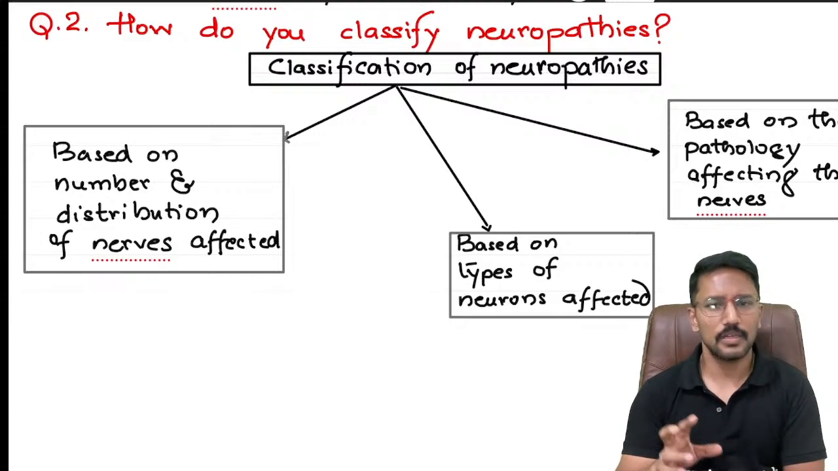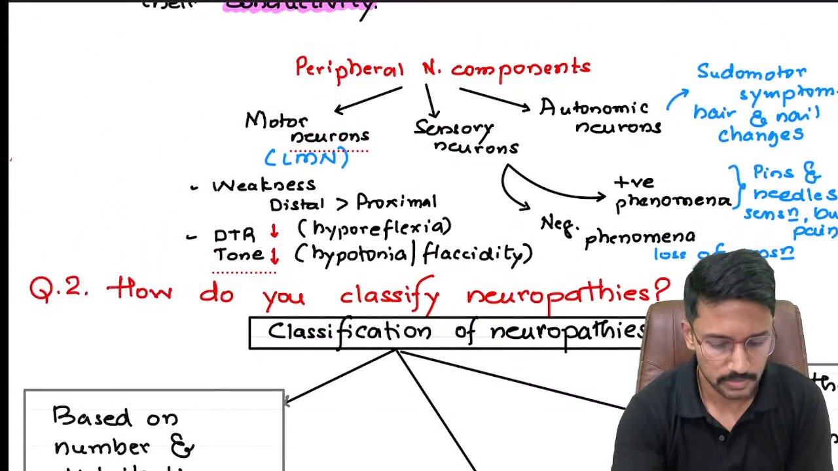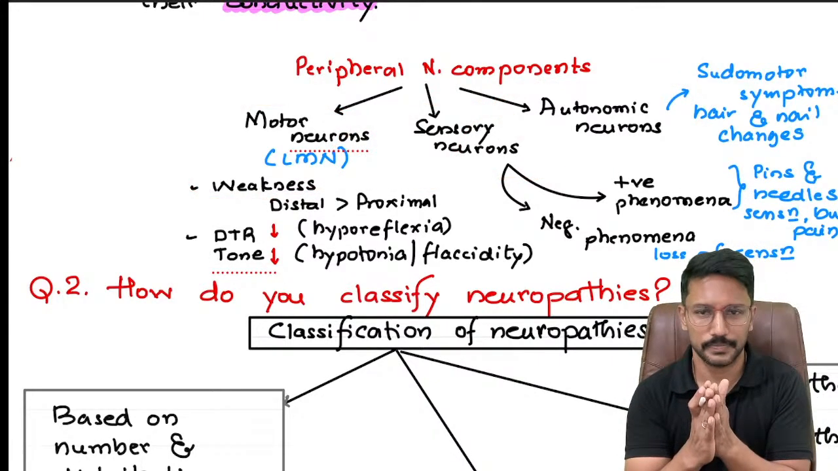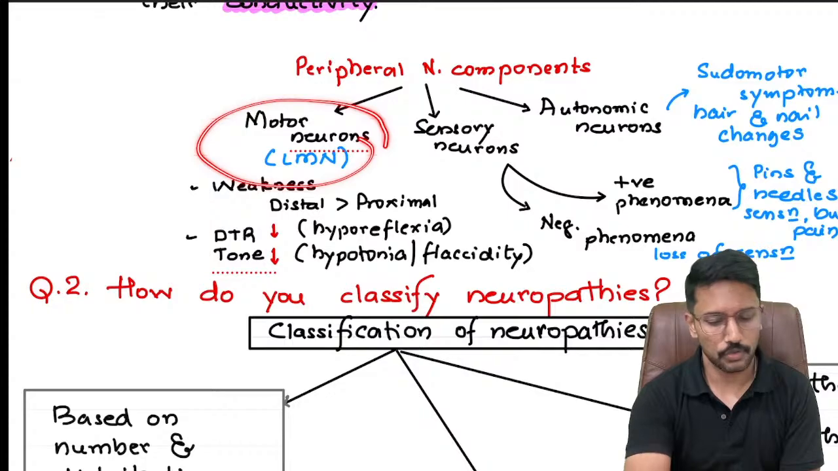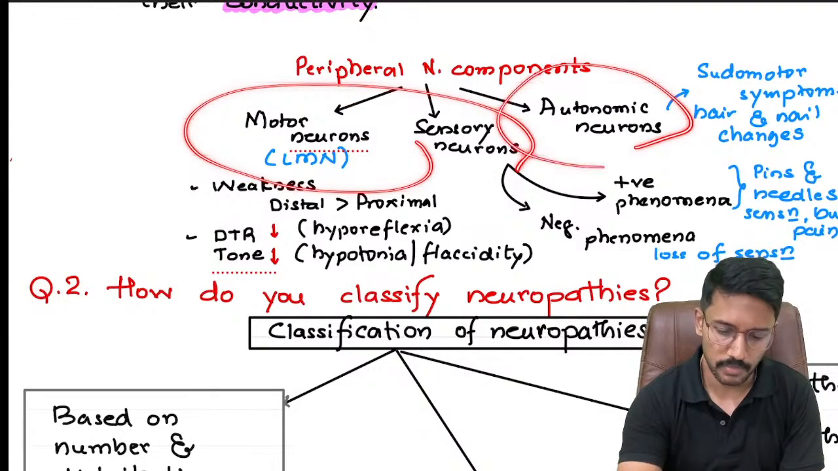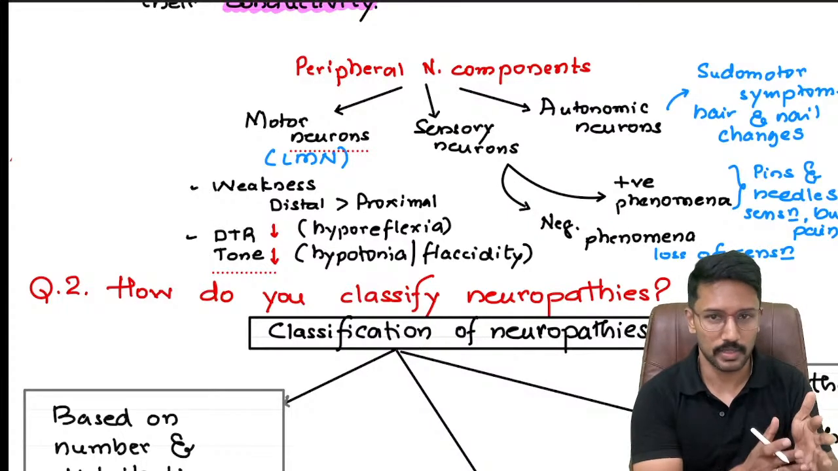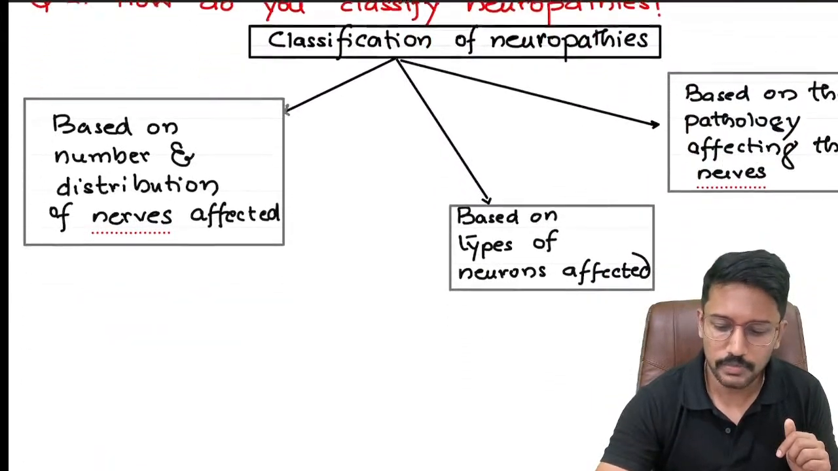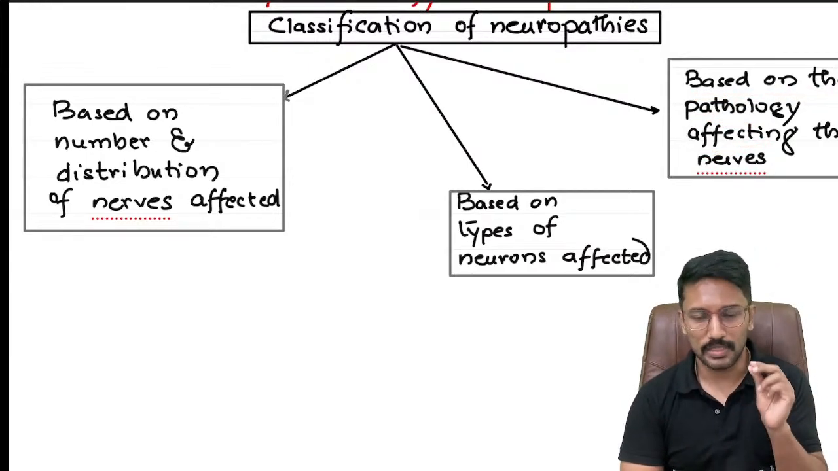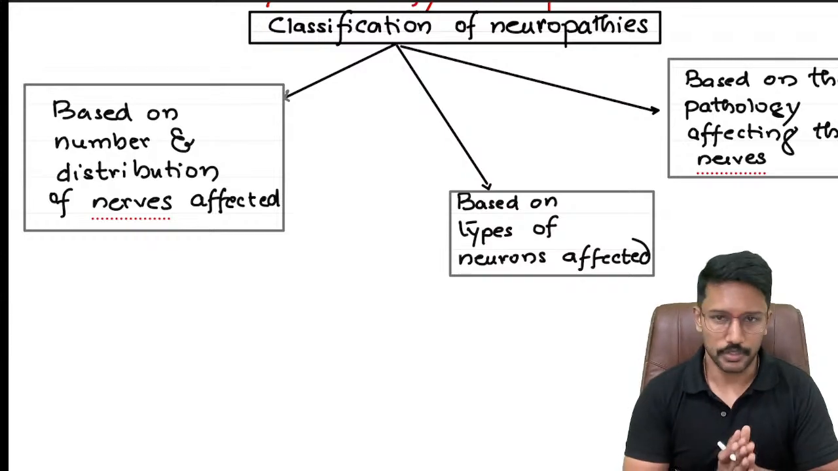Means neuropathy need not always mean that all the three components of the peripheral nerve are affected. Means it may not affect the motor, sensory, and autonomic neurons together. It may be affecting only motor neurons, only sensory neurons, or a mix of these, or only the autonomic neurons. So based on the type of neurons affected, we can also classify the neuropathies. And the third one is based on the pathology affecting the nerves, like whether I'm causing demyelination or whether I'm causing neural injury, right?